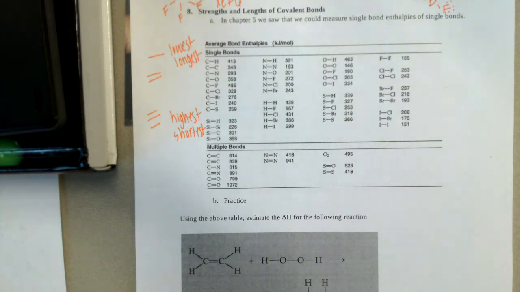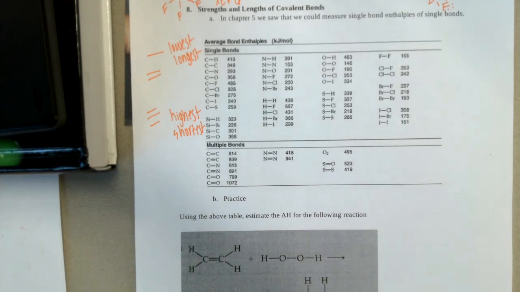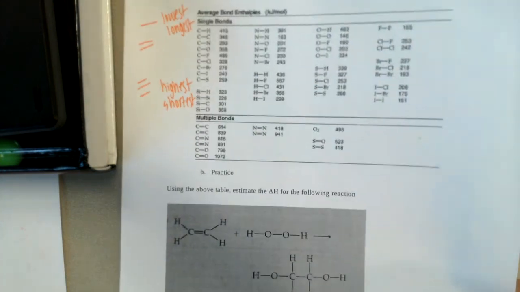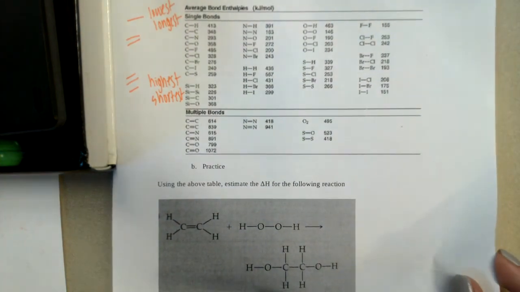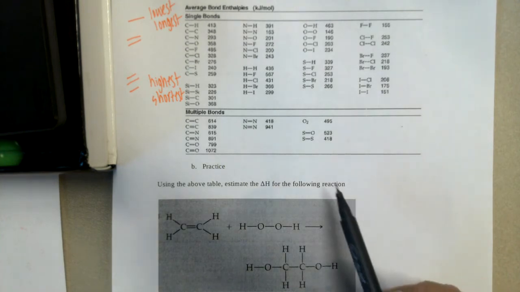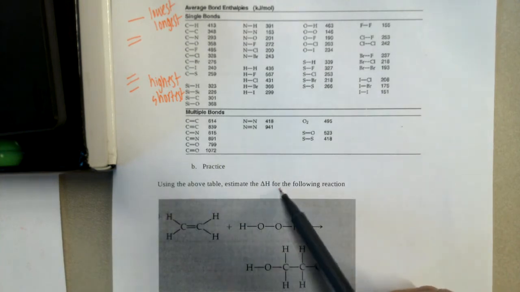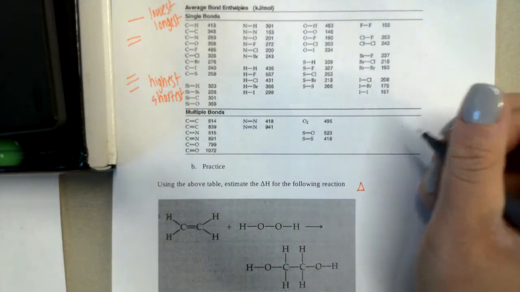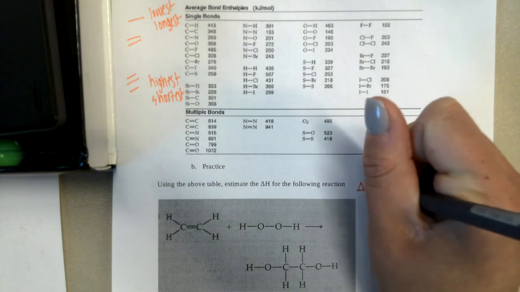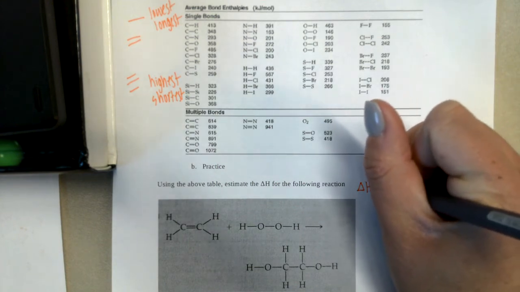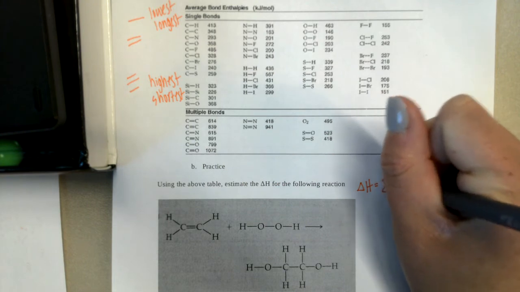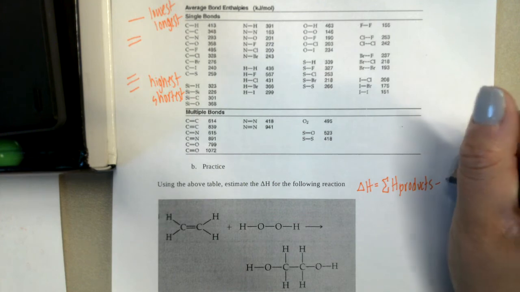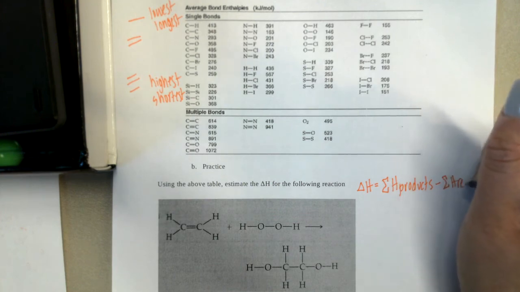Okay. All right, and then we can also calculate the delta H for a reaction based off of the bond enthalpies, which is something that we've already done, but let's look at another example of this. It says, use the table above, estimate the delta H for the following reaction. So let's review our equation here, which is also on your equation sheet that you are provided. So the enthalpy of a reaction is equal to the sum of the enthalpy of the bonds broken in the reactants minus the sum of the enthalpy of the bonds formed in the products.